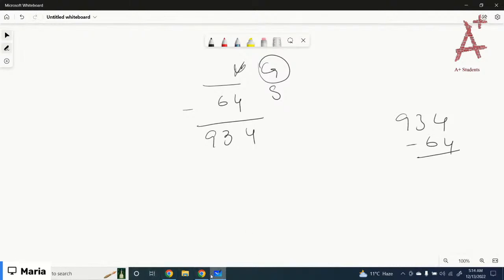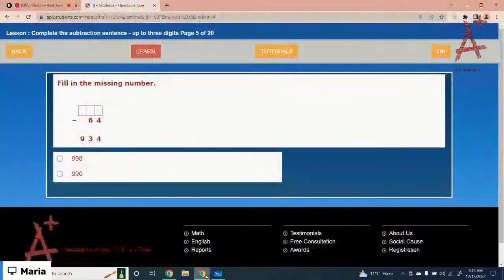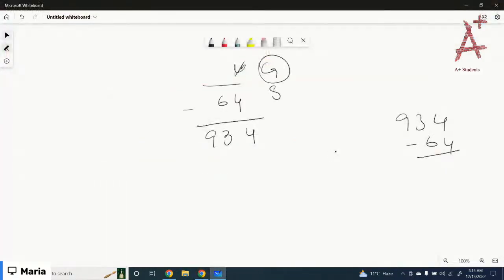And you have to add them, not subtract. You have to add them. Sorry, I got confused. For the greater number, you have to add 4 plus 4 is 8. 6 plus 3 is 9, and 9. That means the greater number is 998. Got it, everyone? 998, not 989.